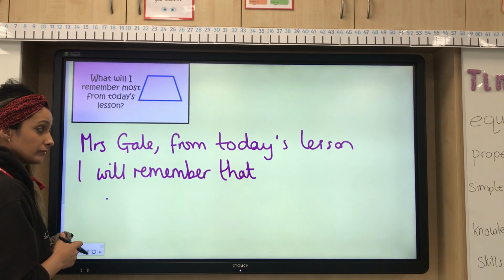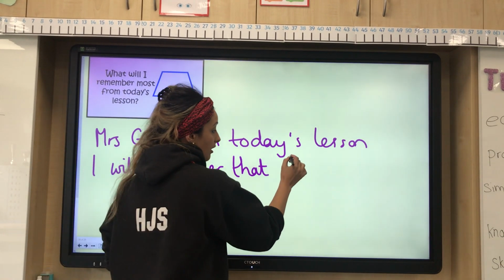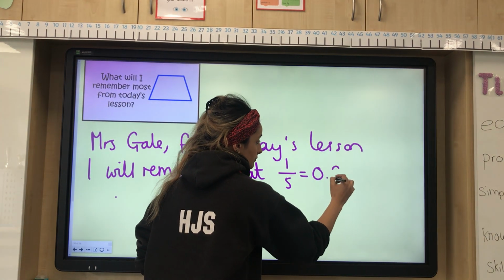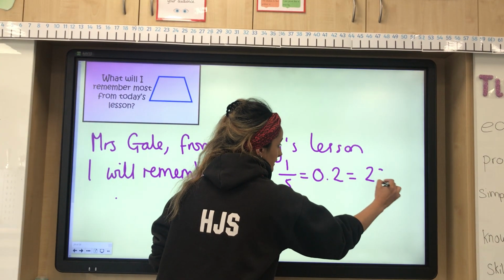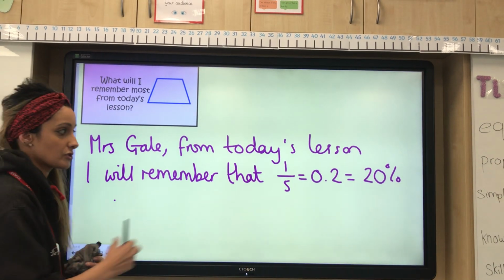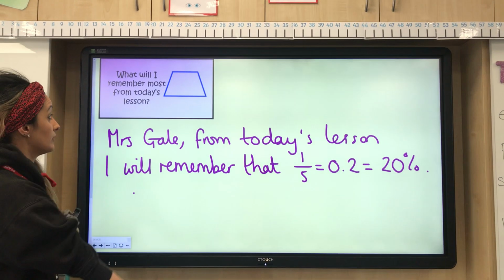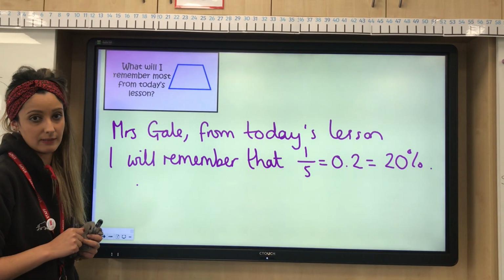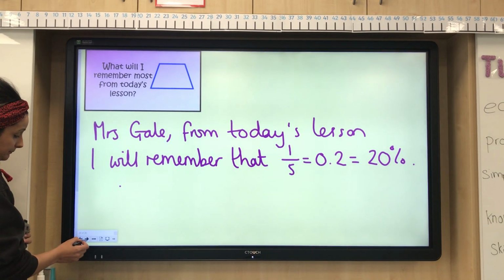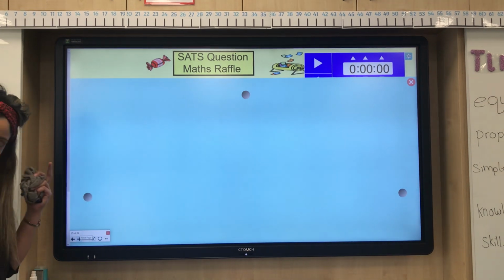So they don't have to write whole full sentences, they can shorten that. They might say, I need to remember that a fifth is equivalent to 0.2, which is equivalent to 20%. And we encourage the children at our school to write like that, to shorten that into something that's manageable. And as a teacher, therefore, I know what that child needs to memorise. Okay? Or has memorised today. Or has memorised, yeah.